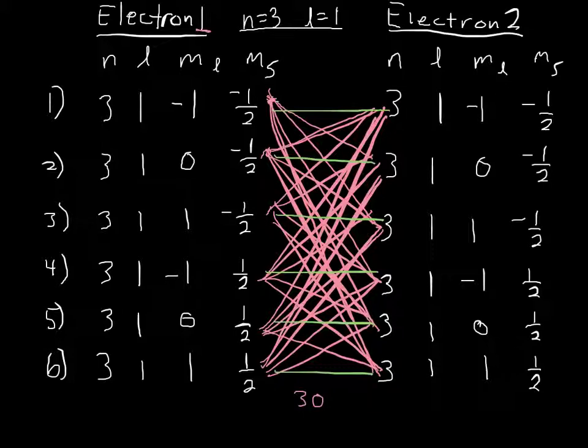Now, if the Pauli exclusion principle does not apply, then I can have all of these green lines. How many green lines do I have? I have 1, 2, 3, 4, 5, 6. So if I'm not going to obey the Pauli exclusion principle, I can have those green horizontal lines, and I have 36 different states.